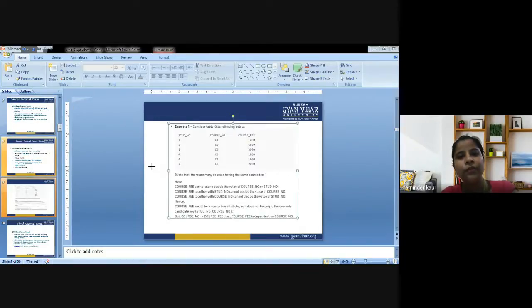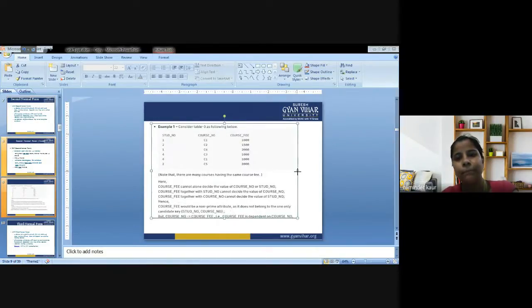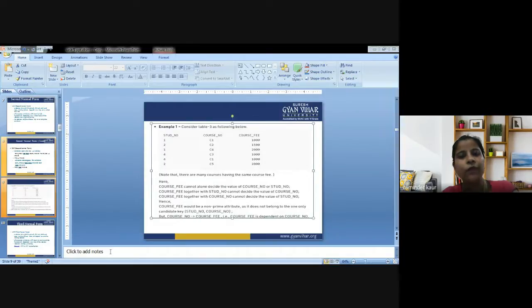So this could be your example. Have a look at the same. Consider table number 3 as follows. This is student number, course number and course fee that is being given. Now there are many courses having the same course fee.